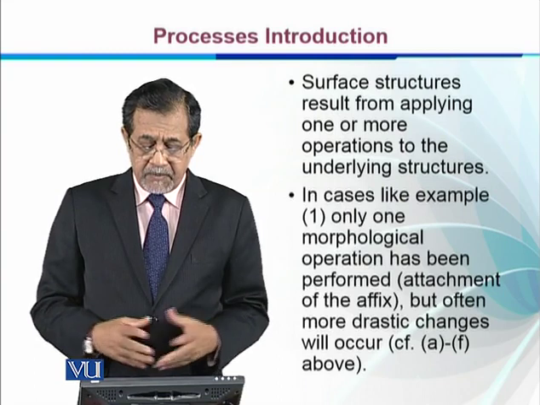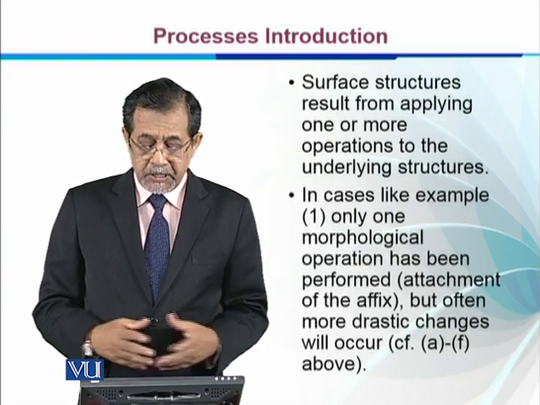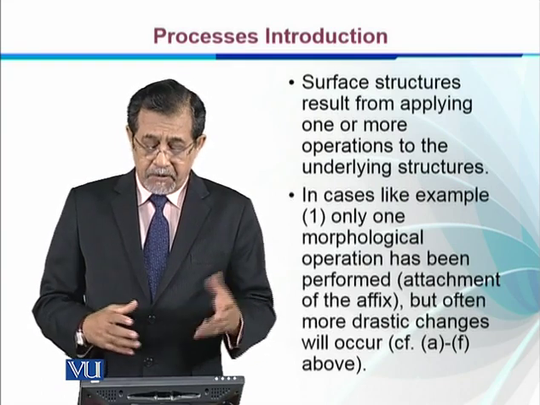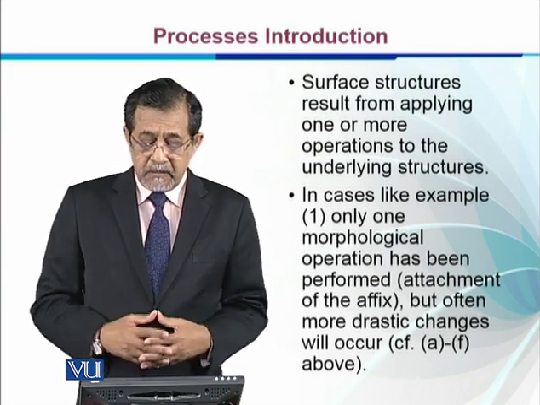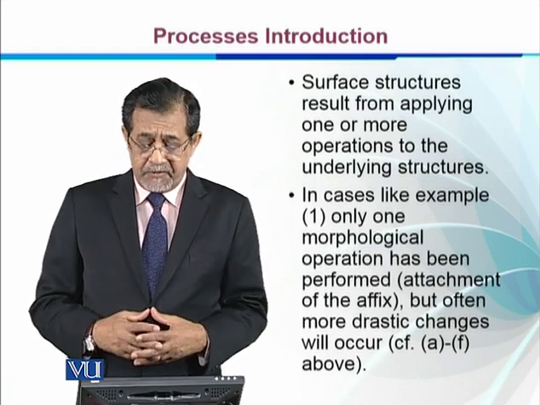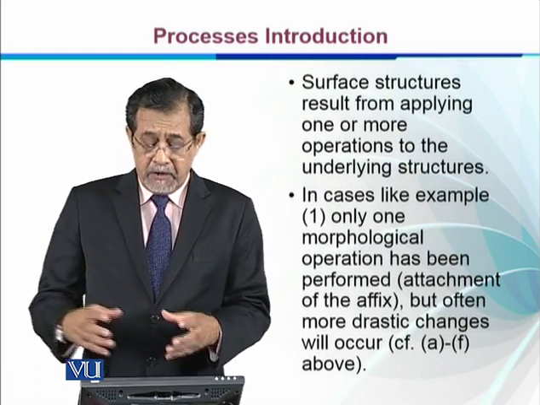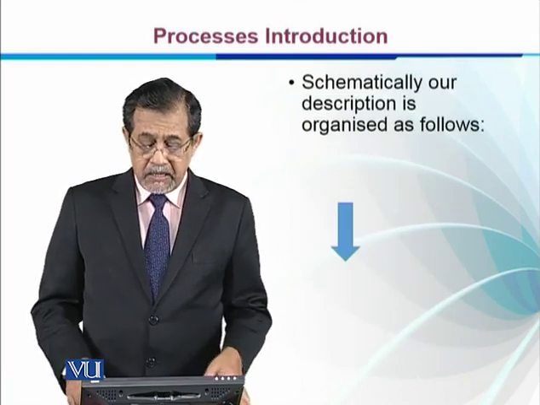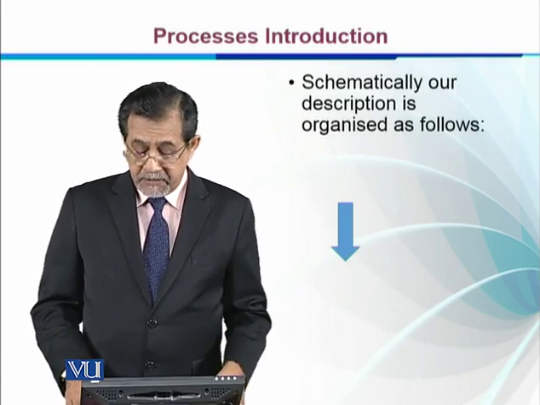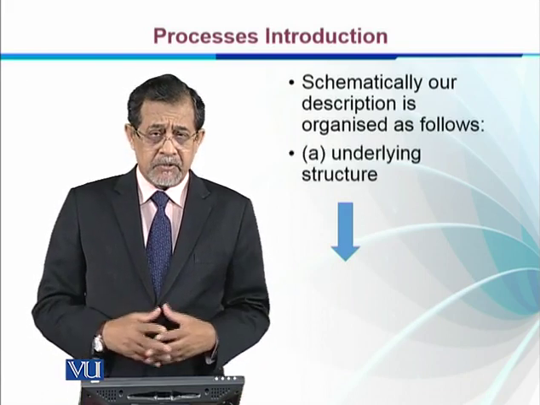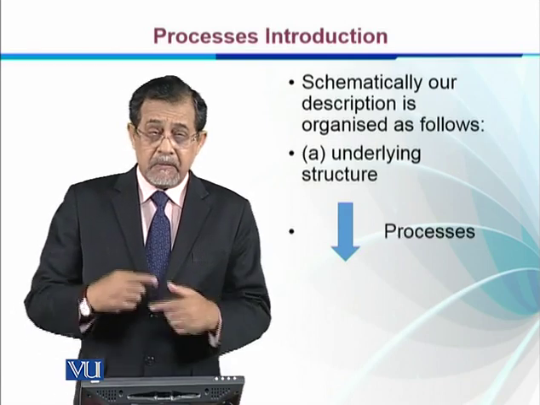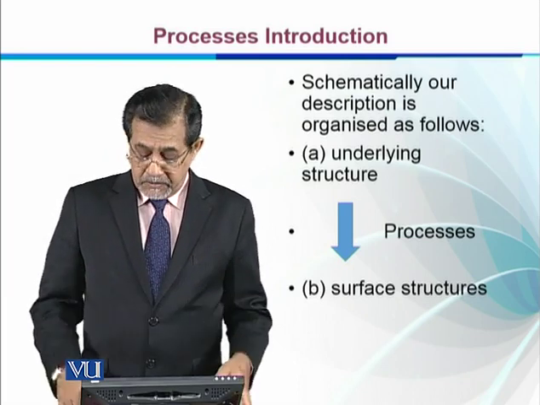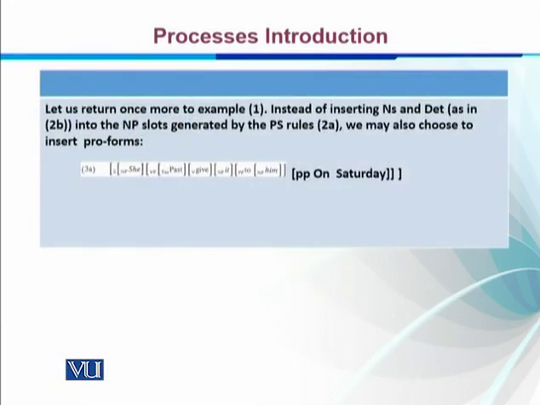In cases like example 1, only one morphological operation has been performed. That was the attachment of the suffix. We made gave from give. But we also make certain drastic changes, as you just saw from the A to F examples above. So schematically, our description is organized as follows: underlying structure, then certain processes, and then comes the surface structure. Let's return to one more example.